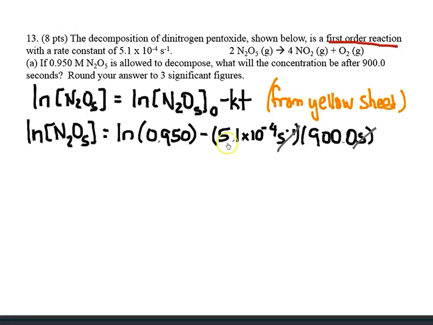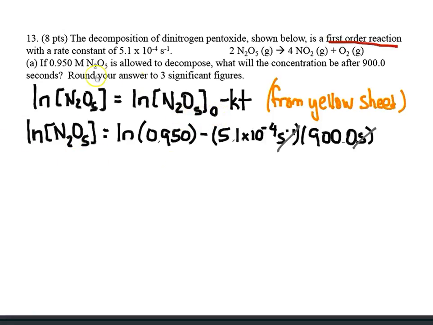So k is given, 5.1 times 10 to the minus 4. That's here, the rate constant. 900 seconds is t. That's given here, 900 seconds. 0.950 is the initial concentration. That's here. That's usually the biggest mistake people make, is they plug that in accidentally in place of this one.